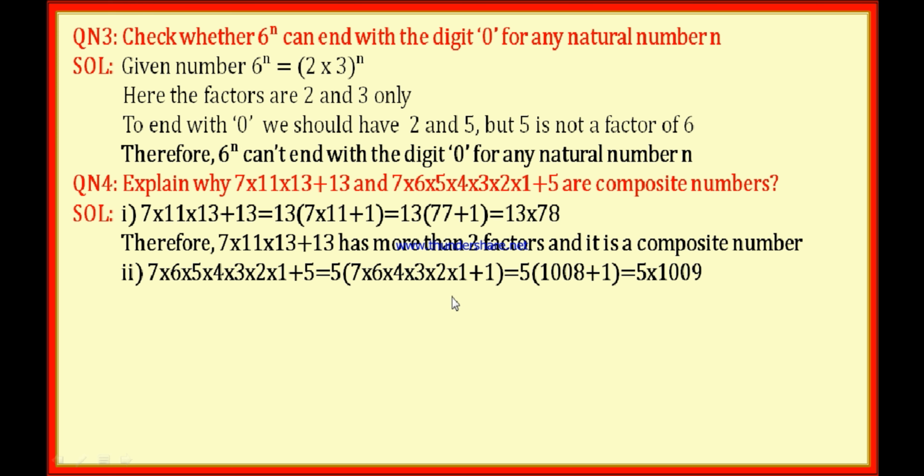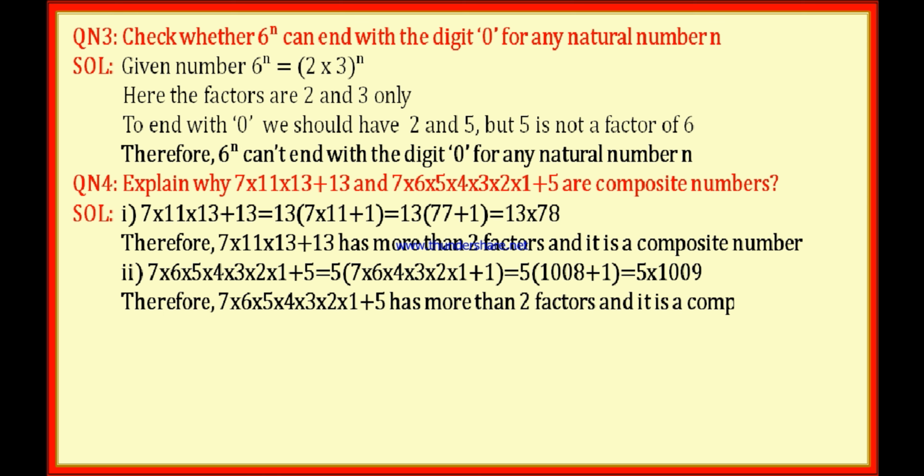This is 5 times of. If you multiply 7 into 6 into 4 into 3 into 2, you will get 1008, plus 1. This is 5 into 1009. Again, besides 1 and the whole number, this 5 and 1009 are also factors. Therefore, the given number has more than 2 factors and it is a composite number.